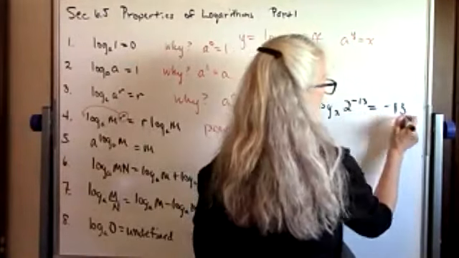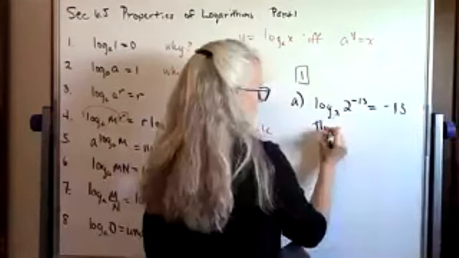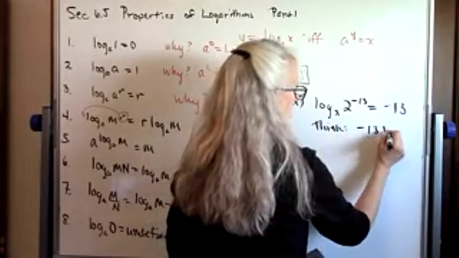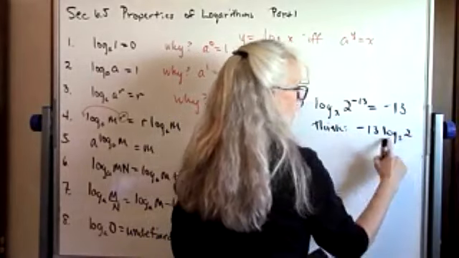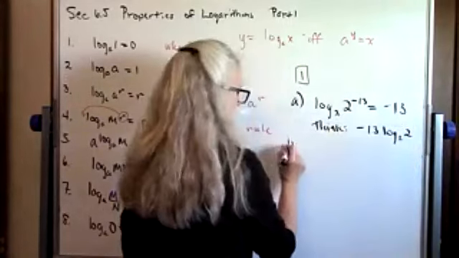There are a couple of ways you could think about that. If we use our power rule, that would be negative 13 times log base 2 of 2, and log base 2 of 2 is 1. So the answer would be negative 13. So you can see where it's coming from.